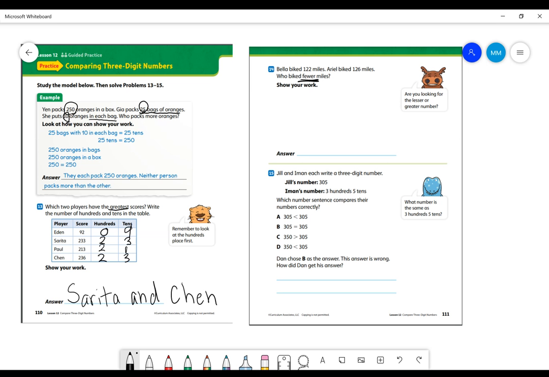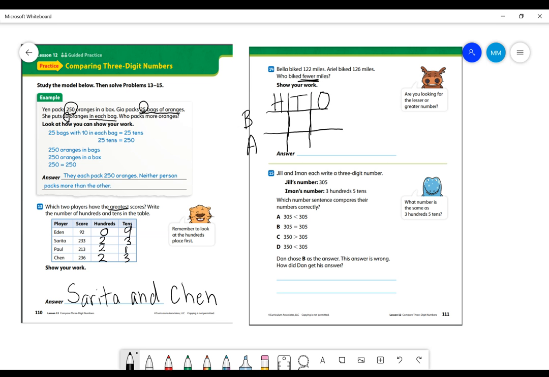So we need to compare Bella's miles to Ariel's miles. So I am going to draw a hundreds, tens, and ones chart. And what I'm going to do is I'm actually going to divide it. So I'm going to write Bella. I'm going to make a B for Bella and an A for Ariel. Go ahead and pause the video and make your hundreds, tens, and ones chart.